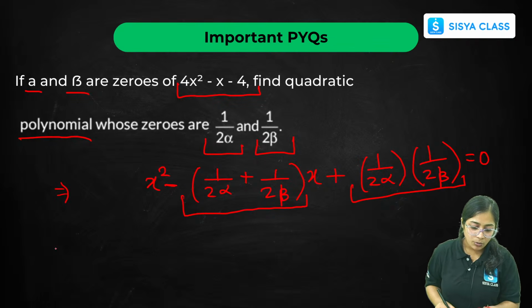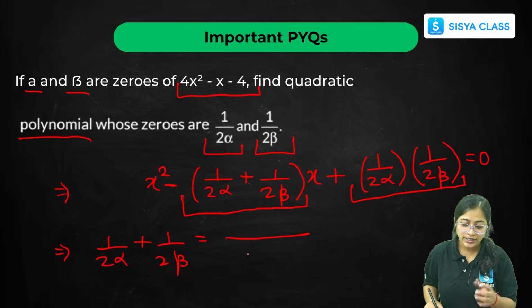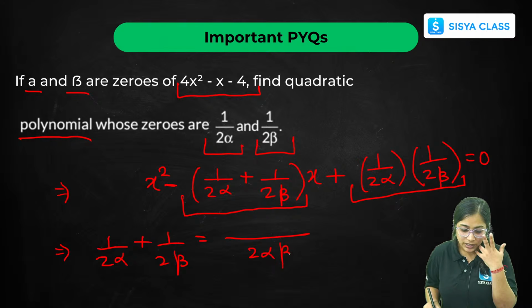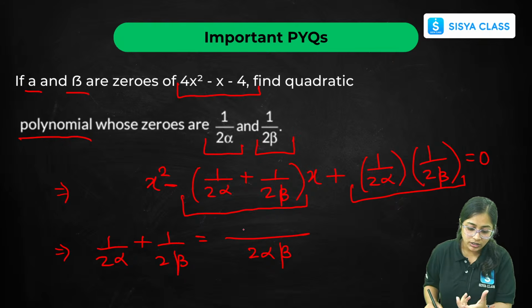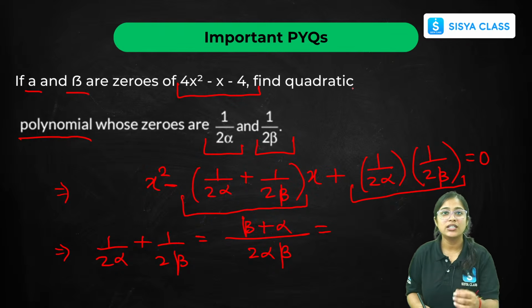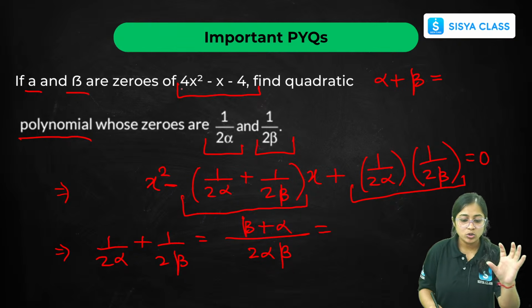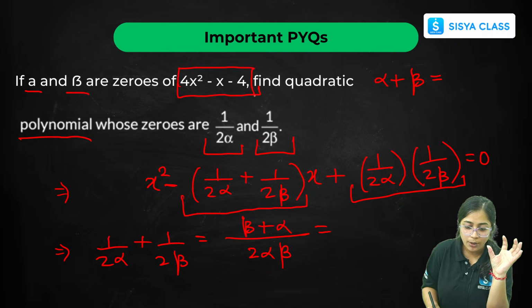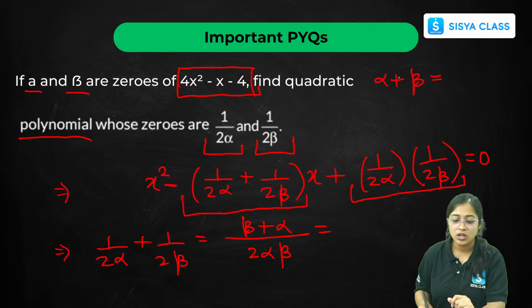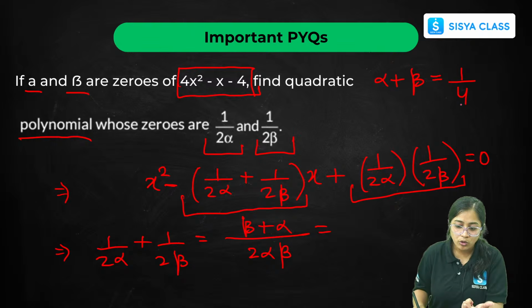So what is 1 upon 2 alpha plus 1 upon 2 beta, right? So if you simplify here, take the LCM, you will get 2 alpha beta, right? And in the numerator, here you will get beta plus alpha, right? Now tell me, what is the value of alpha plus beta? So here alpha and beta are roots of this quadratic equation 4x square minus x minus 4. So what is alpha plus beta? It is minus b upon a, that is 1 upon 4, right?